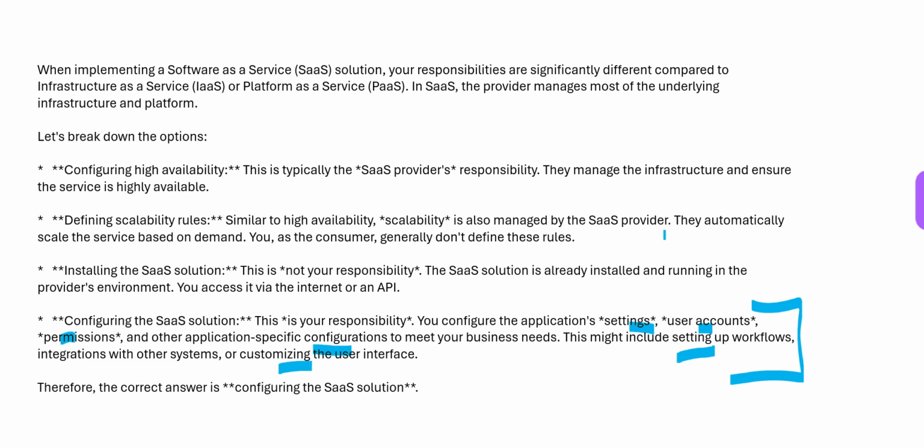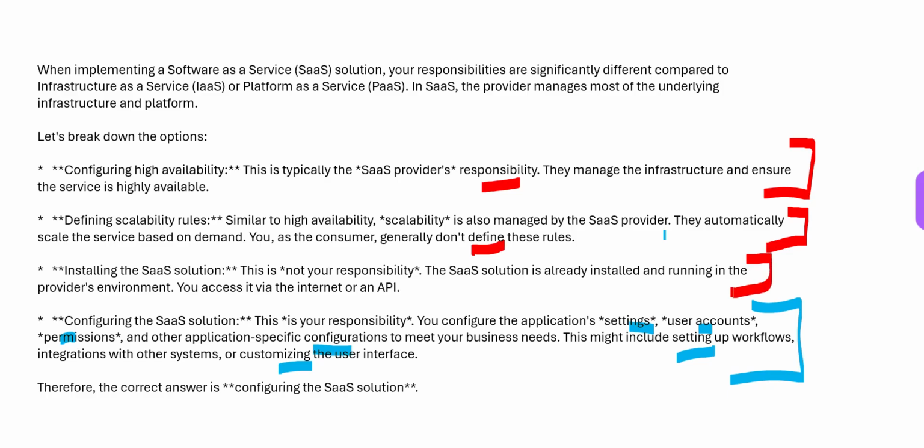Now, what will the cloud provider do in this case? See, they would configure high availability. This is not your responsibility because you are not even managing the infrastructure. Azure does it. They would see whether their systems are scalable or not. They automatically scale based on demand. So as a consumer, you don't have to define any rules that if the threshold or the compute capacity crosses 80%, then you scale up. No, you don't even have that access to do that in SaaS solutions.